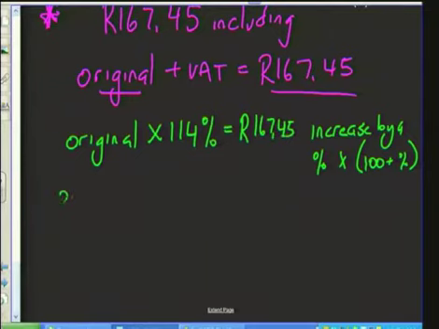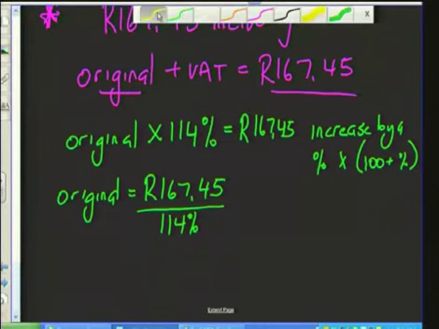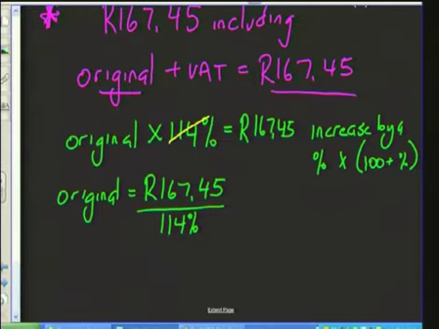So now my original amount is actually my 167.45 divided by 114%. Because to get my original here, I need to get rid of this 114, so I'm going to divide both sides by 114%, because those cancel, and that's what I get there.